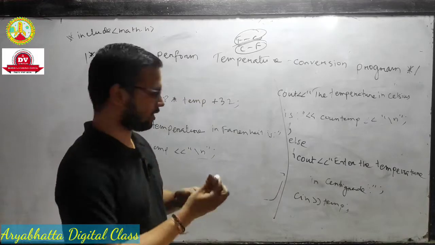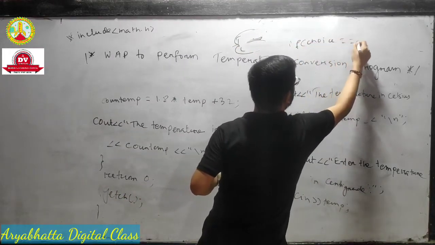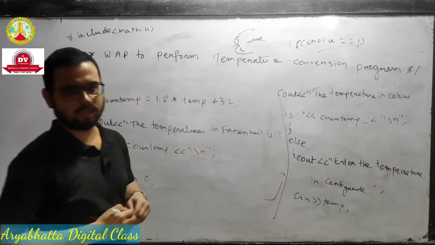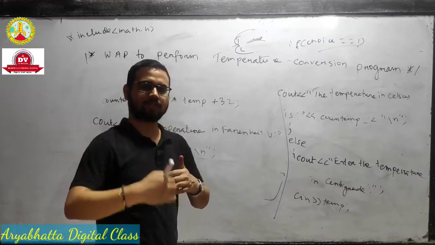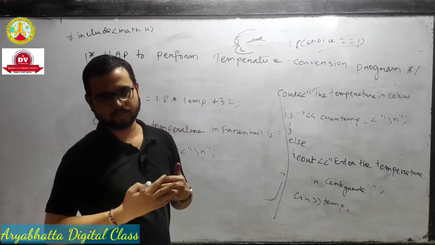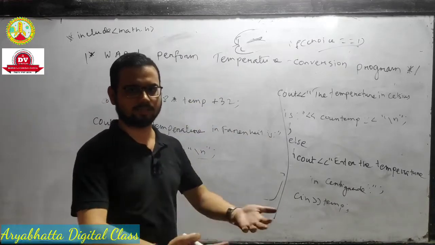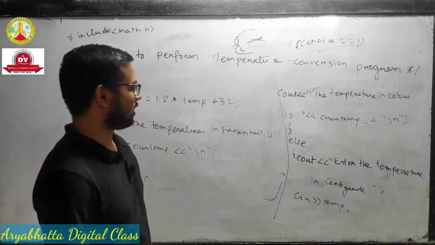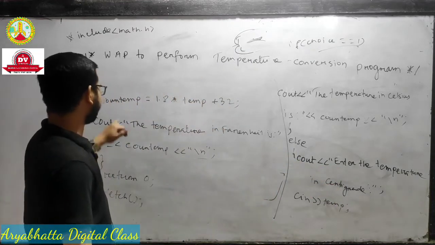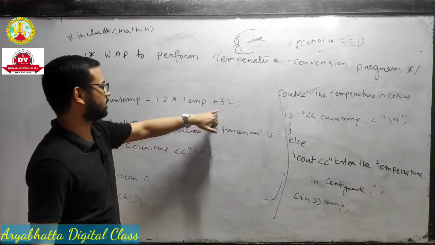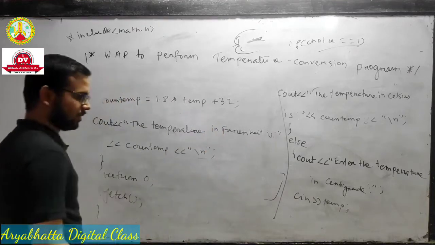So if we write if choice is equal to 1, it means we take the first choice, Fahrenheit to Celsius, then we use the formula temperature minus 32 divided by 1.8, and the compiler converts the Fahrenheit value to centigrade, Celsius. If we take the else condition, enter the temperature in centigrade, then this is the formula: count temp is equal to 1.8 into temperature plus 32, and this gives the Fahrenheit value.